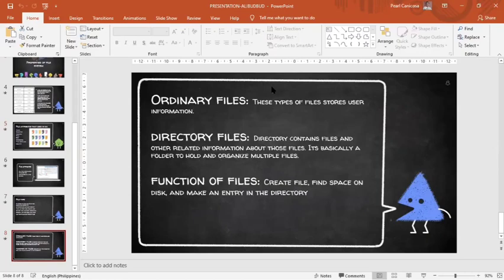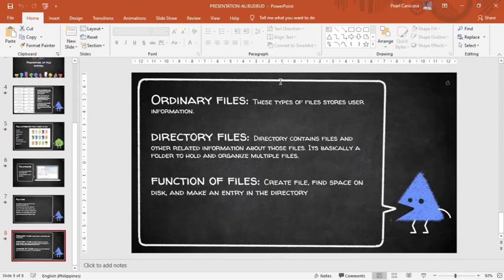Ordinary files. This type of file stores users' information. It may be text, executable programs, and databases. Directory file. A directory contains files and other related information about those files. It's basically a folder to hold and organize multiple files.